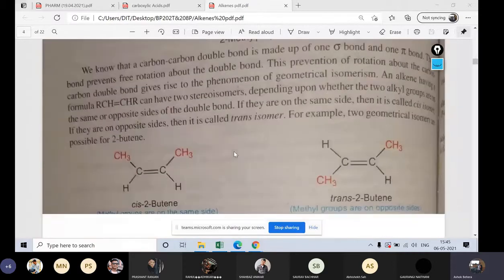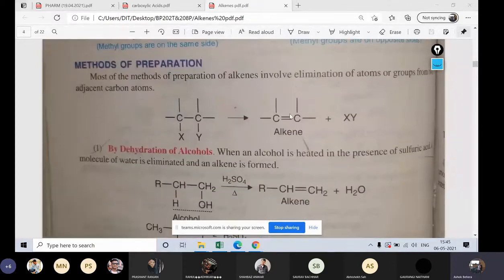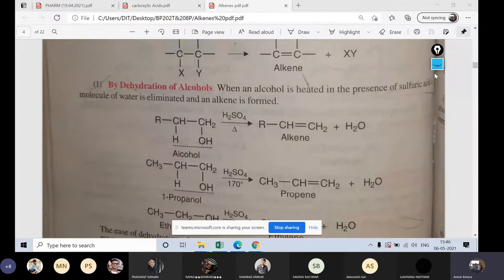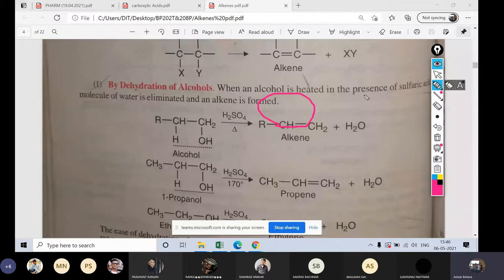Okay, next we will go to the method of preparation, right? So method of preparation is the important thing, that is a 5 mark question. So first is from the what? Dehydration. I told you, dehydration of alcohol, dehydrohalogenation of alkyl halide, dehalogenation of vicinal halides.